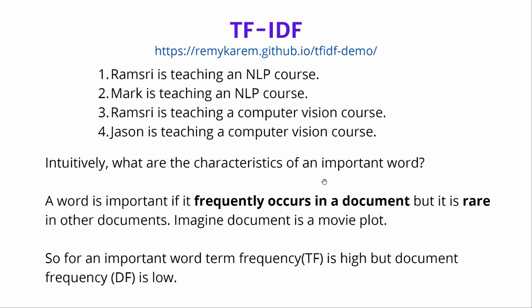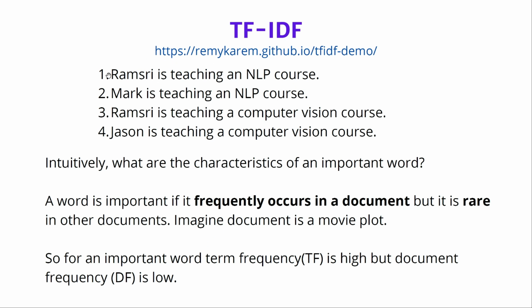For example, just imagine our movie plot, Batman Begins. If the word Batman comes very often in a movie plot, that is Batman Begins, but it is very rare and occurs in maybe 10 or 15 movie plots across 3500 movie plots, then that is considered as an important word.